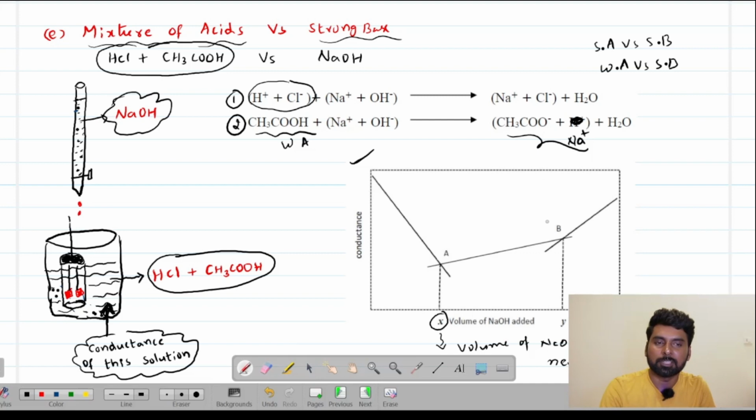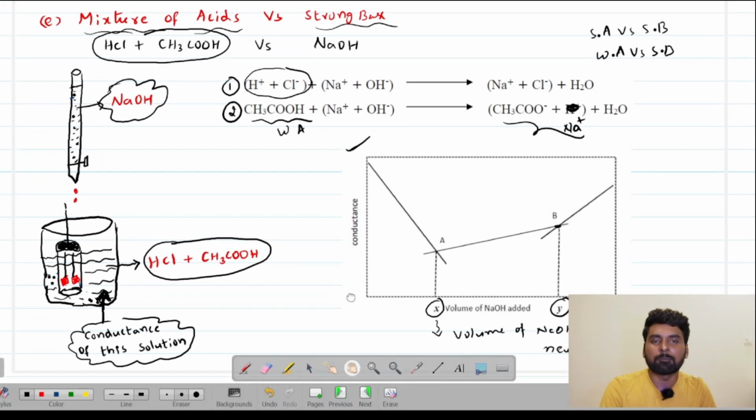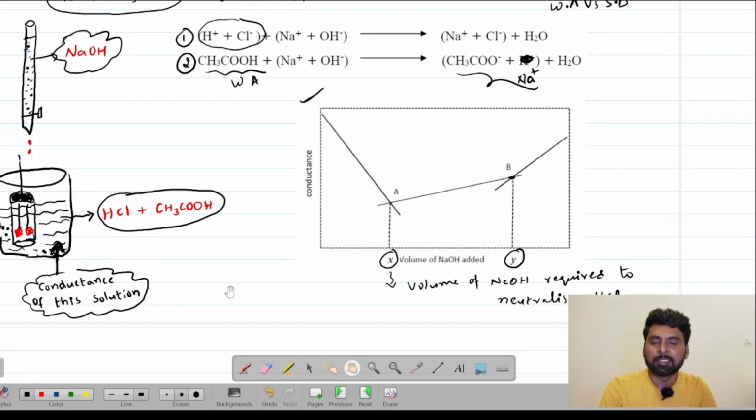in the solution. Once point B is reached, this is the second endpoint, the point where both acids are neutralized. Then from this graph, I want the volume of the base used for only the neutralization of acetic acid. How to calculate that? This is given by Y minus X. Y minus X is the volume of NaOH.